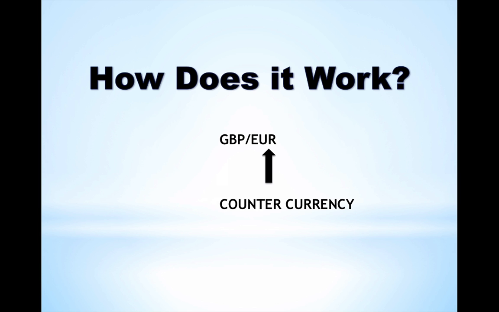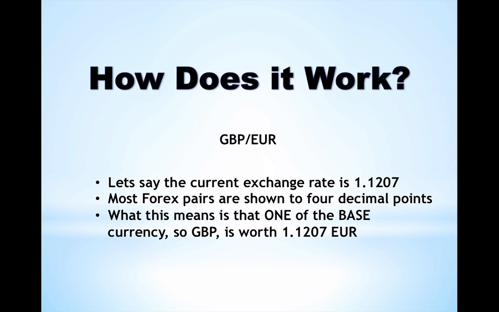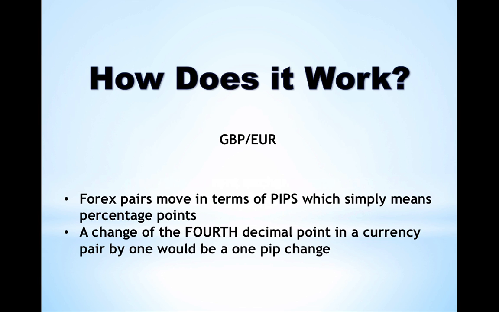Let's say that the current exchange rate of the pair is 1.1207. Most currency pairs are displayed to 4 decimal points. What this exchange rate means is that one of the base currency, so here it would be 1 Great British Pound, is worth €1.12. When Forex pairs move, they do so in terms of pips. A pip is simply a percentage point. A change in the 4th decimal point of the currency pair by 1 would be known as a 1 pip change. Let's look at that in a little more detail.